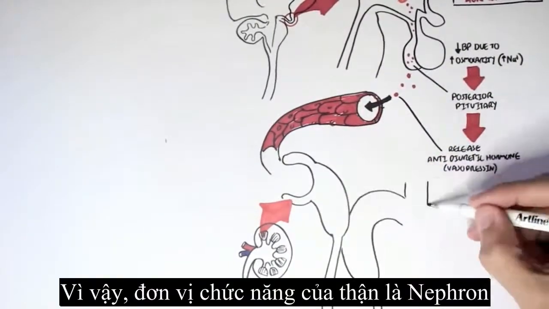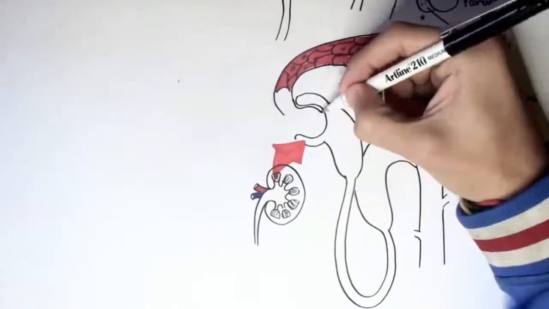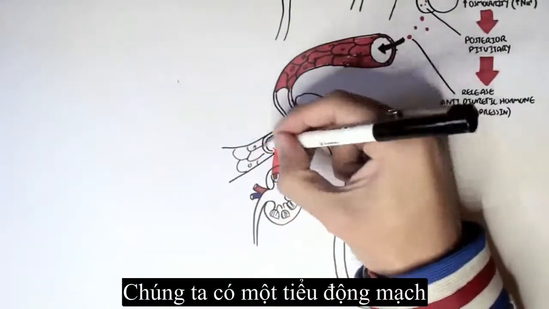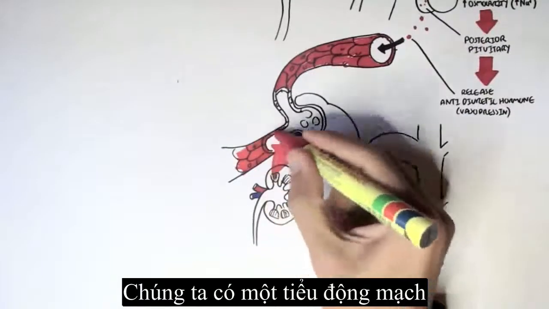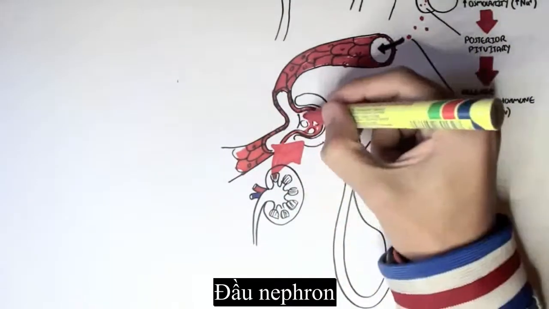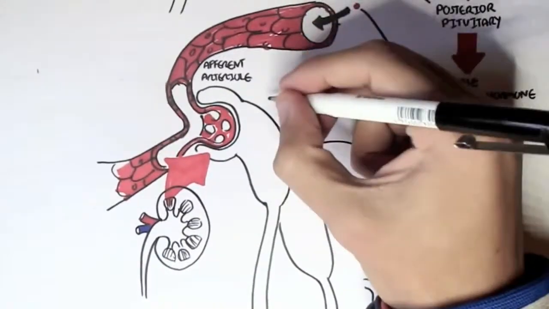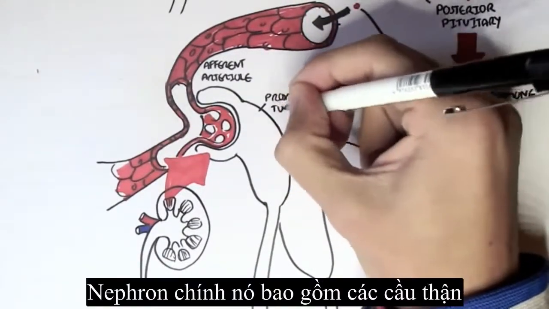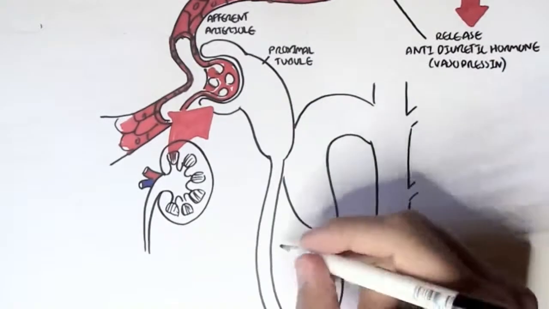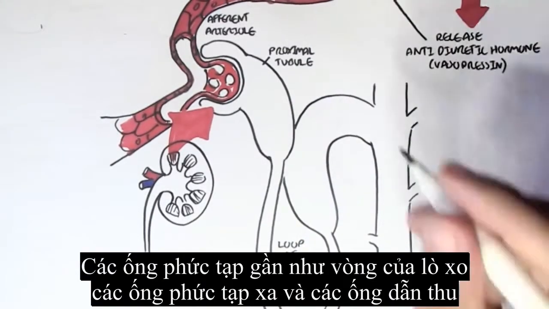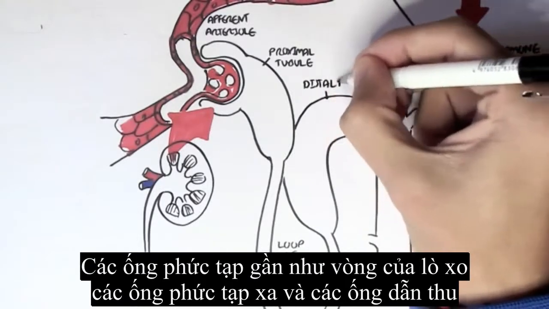So the functional unit of the kidneys is the nephron. Let's just remember the structures of the nephron. We have the afferent arteriole coming into the nephron head, and we have the efferent arteriole leaving out. The nephron itself is composed of the glomerulus, the proximal convoluted tubules, the loop of Henle, the distal convoluted tubules, and the collecting ducts.